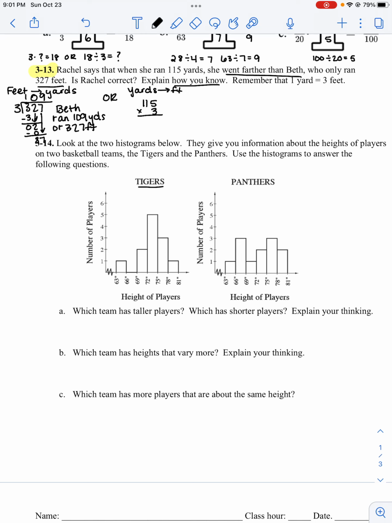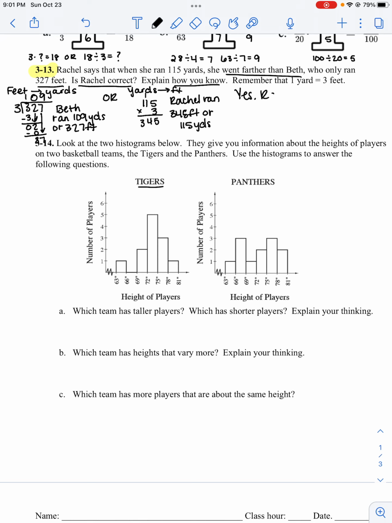Okay, going from yards to feet, I need to multiply. So 3 times 5 is 15. 3 times 1 is 3 plus 1 is 4. 3 times 1 is 3. So Rachel ran 345 feet or 115 yards.